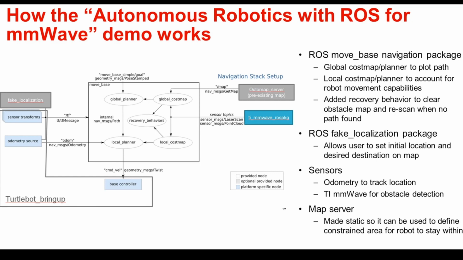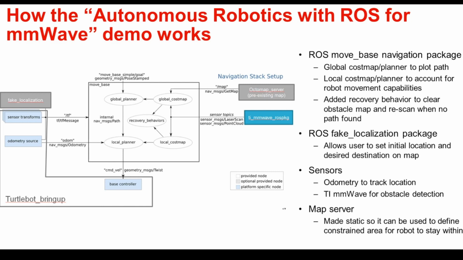The local cost map and planner are similar, except they account for the actual robot's physical attributes, such as size and weight, the motors, acceleration, velocities, things like that, and use that information to then determine how to move the robot to try to track the course planned by the global planner. Finally, if the robot gets stuck or cannot make it to its goal, it activates recovery behaviors. There was a recovery behavior added to this lab to clear the obstacle map and rescan when no path could be found.